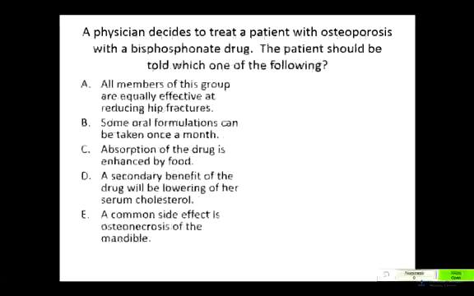So a physician decides to treat a patient with osteoporosis with a bisphosphonate drug. The patient should be told which one of the following.